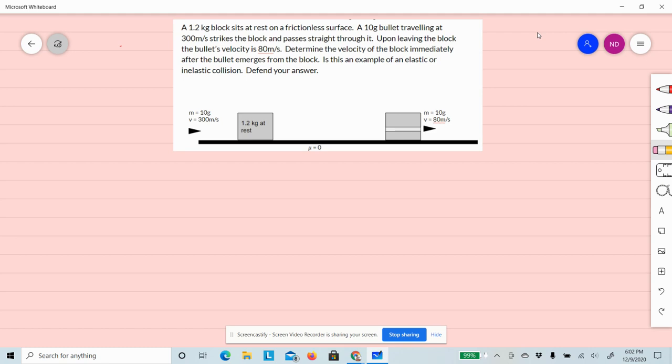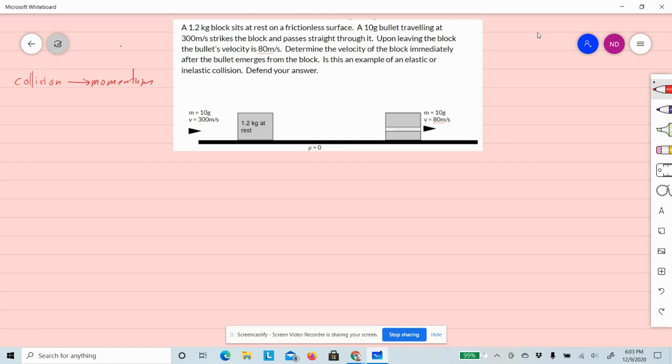And when it emerges on the other side, the bullet no longer has a speed of 300 meters per second, but a speed of 80 meters per second. And the question is, what's the velocity of the block? Well, this is some kind of a collision. And every time you have collisions, you need to think momentum. Okay, that's important. Collisions mean momentum.